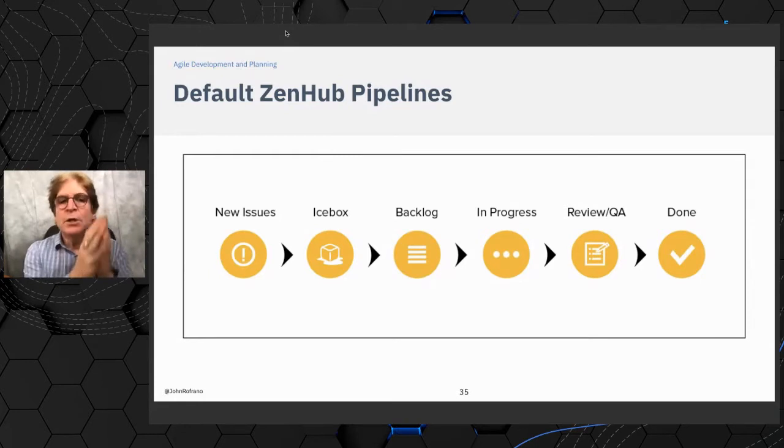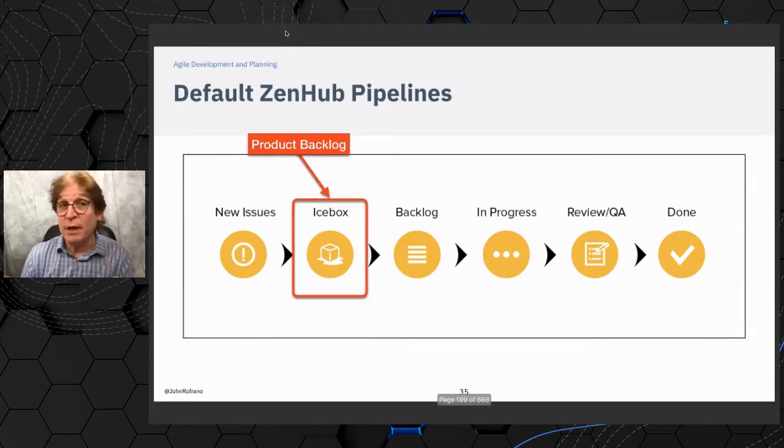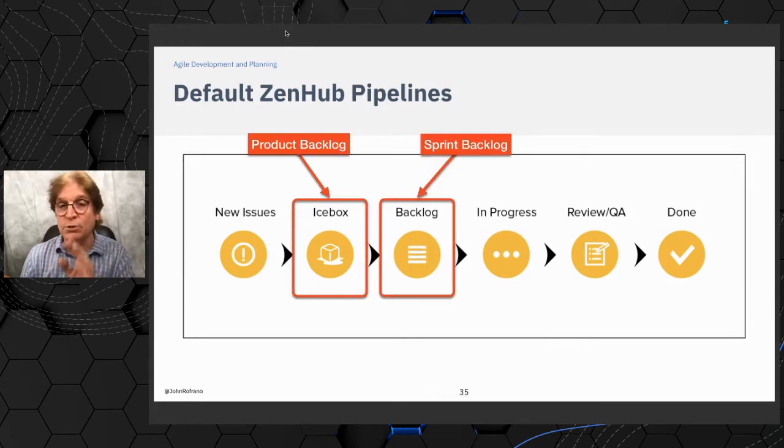It used to just be new issues, Icebox, backlog, in-process, review, and QA. I was going to say the Icebox was my product backlog and the backlog was my sprint backlog. But now they actually say new issues, Icebox, product backlog, sprint backlog, in process, review, QA, done. I love it. It's perfect. So what are new issues? New issues are all the new issues that people create that you haven't looked at yet. That's your inbox. That's stuff I haven't processed.